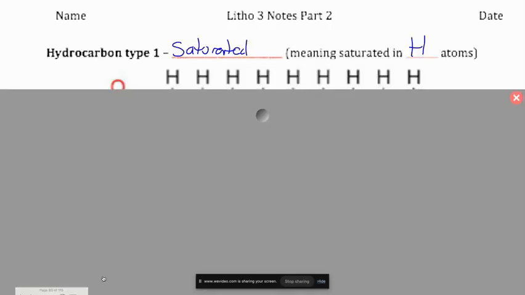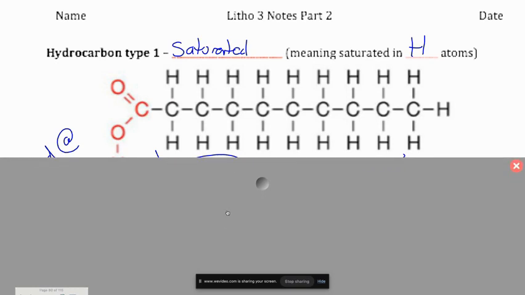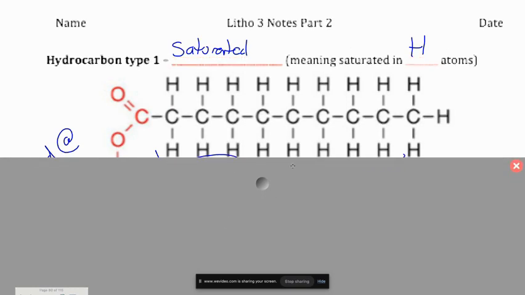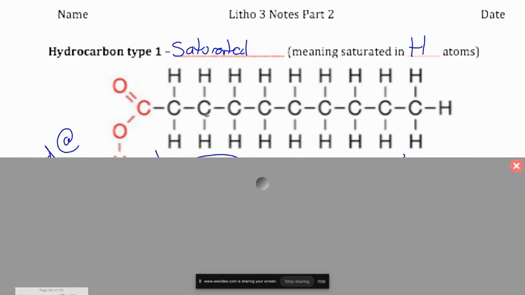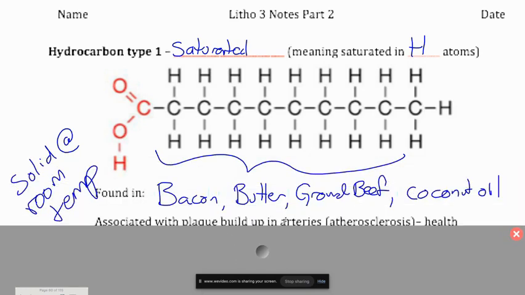The first type we're going to talk about is saturated. Saturated fats look like this, meaning they're saturated in hydrogen. Every single carbon, with the exception of the ones with the oxygen over here in red, is bonded to the maximum number of other things it can, meaning all four bonds are single bonds. These are generally solid at room temperature, like bacon fat, butter, the fat you see in ground beef, coconut oil, palm oil, or shea butter. All of those things are solid at room temperature.